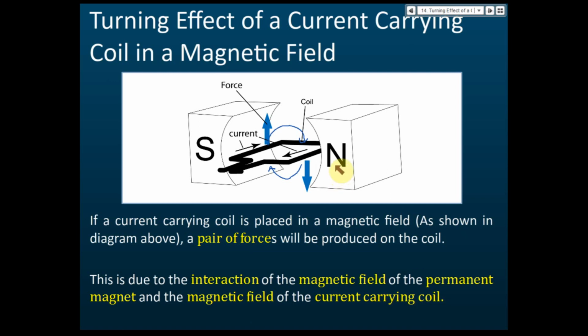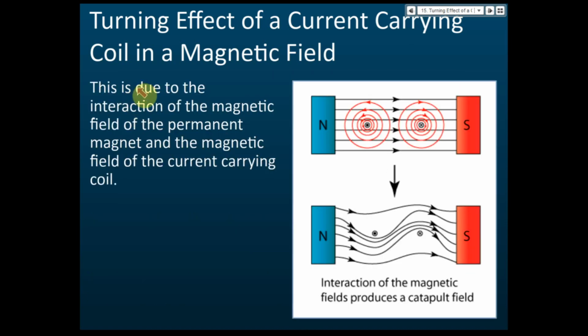So there are two magnetic fields here. One is from the permanent magnet. Another one is from the current that flows into the coil. These two magnetic fields interact and produce a catapult field, and produce two forces that rotate this coil. So that's what happens if we put a current carrying coil inside a magnetic field. This turning effect is due to the interaction of the magnetic field of the permanent magnet and the magnetic field of the current carrying coil.